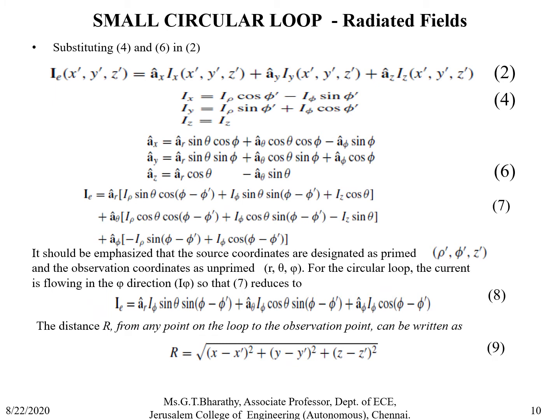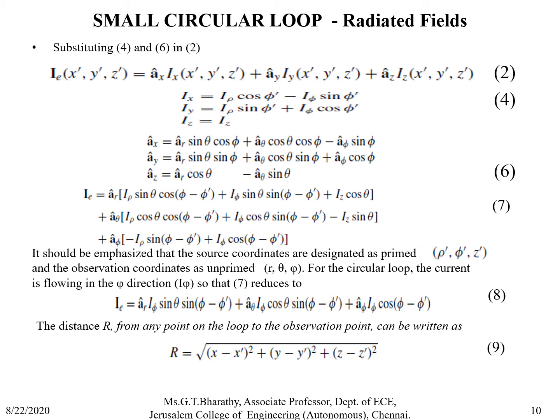Substituting equations 4 and 6 in equation 2. I have represented equation 2 again here. Equation 2 has the current I e and it has the rectangular unit vectors a x, a y, a z. Those have to be replaced by the unit vectors represented in terms of spherical coordinates, and it also has the expressions Ix, Iy and Iz, which also have to be replaced by equation 4.